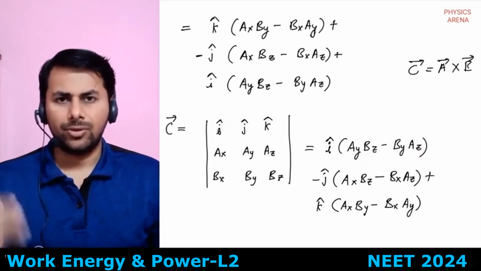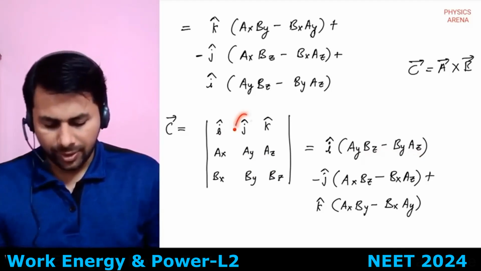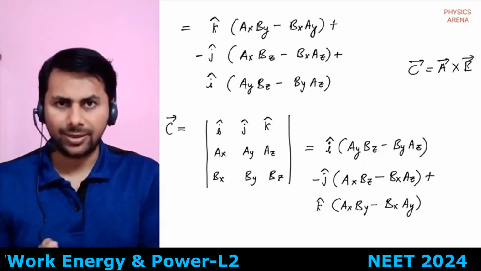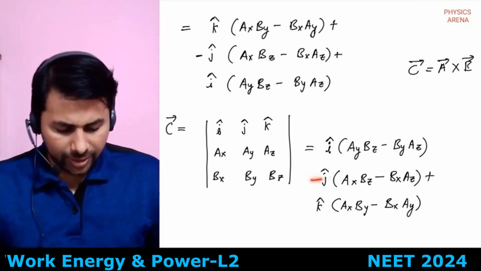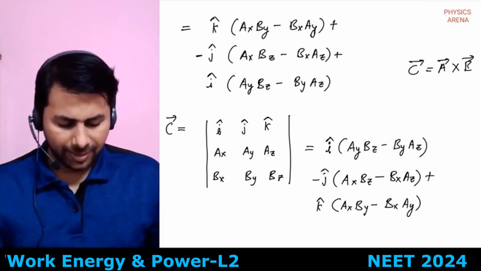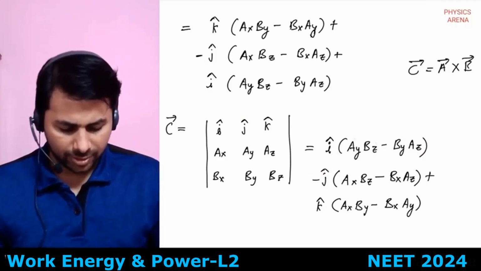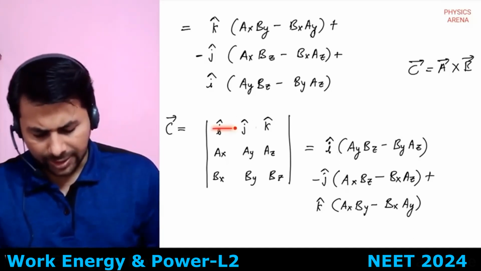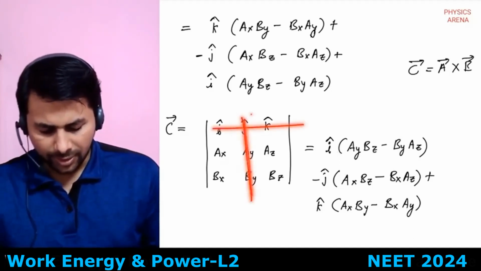Then you put a negative sign for the next one. This is important. So put minus j cap, multiplied by, again hide this row and this column.